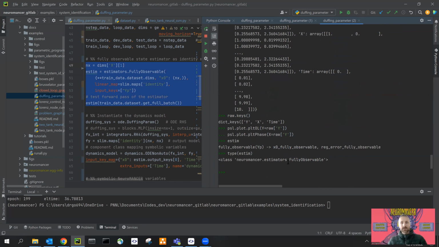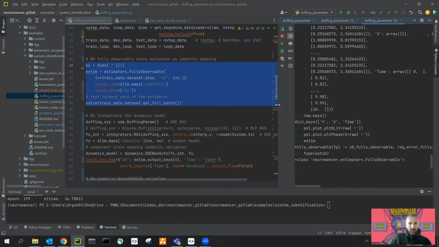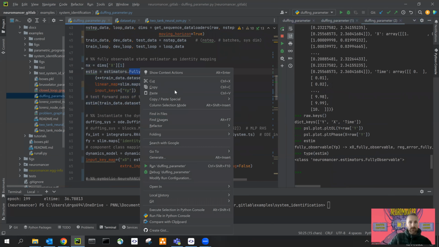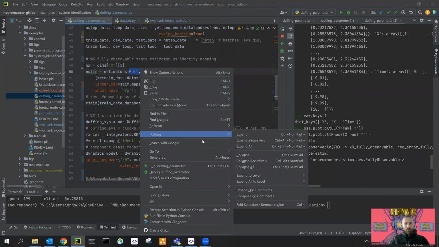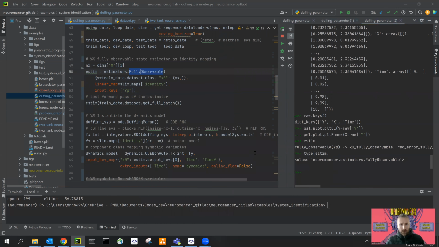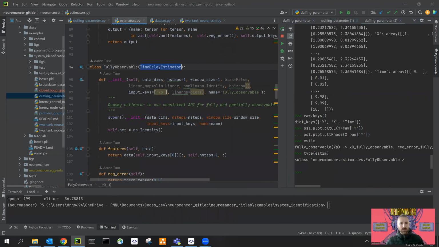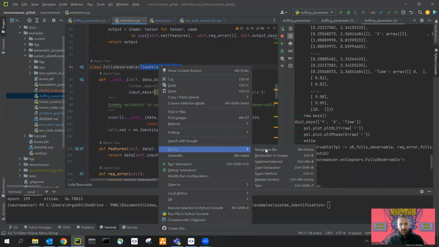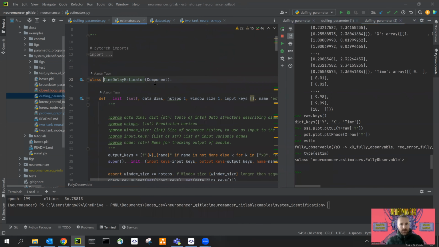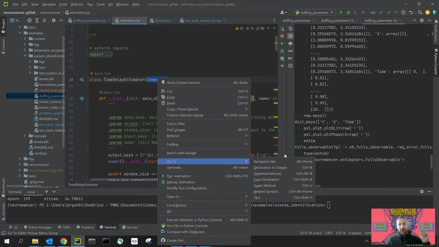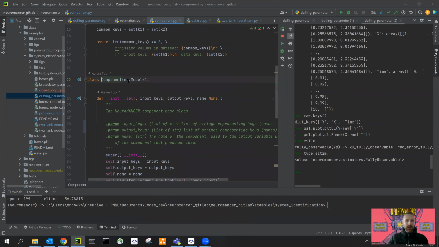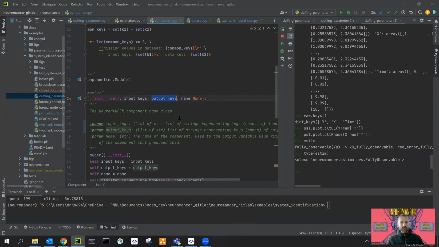And it represents NeuroMANCER class that is a component class. So when we go to the declaration of its parent class, it's a NeuroMANCER component. What is a component? Component is one of the basic abstractions in NeuroMANCER that essentially define a symbolic mapping between input and output keys that are list of strings.